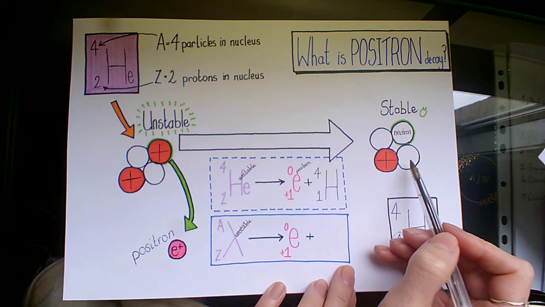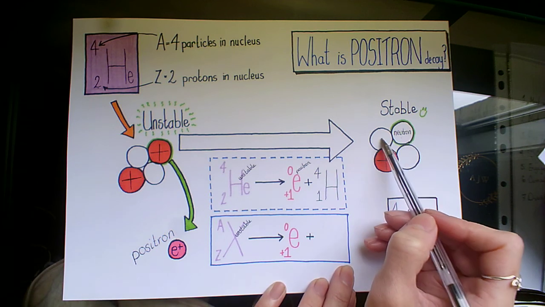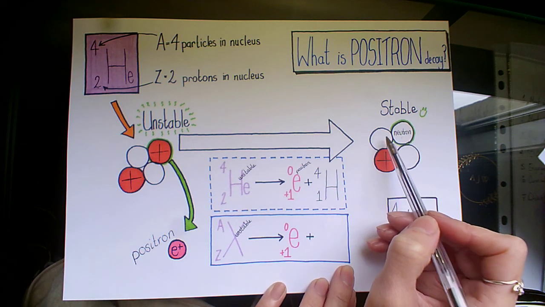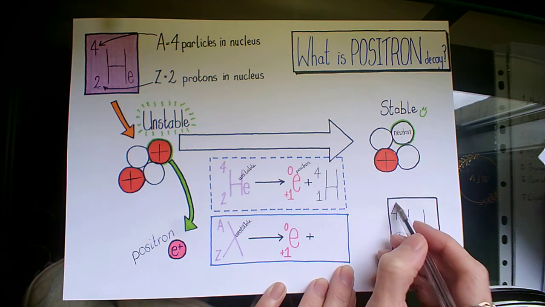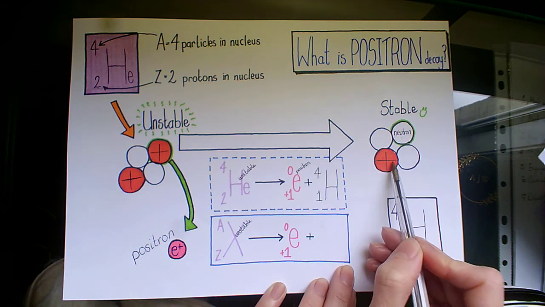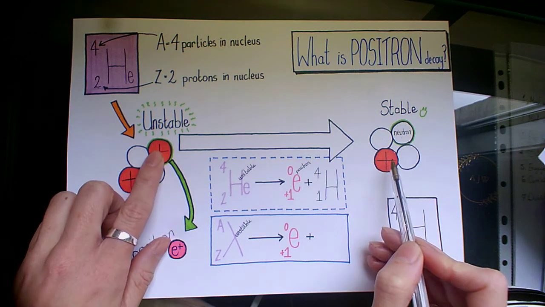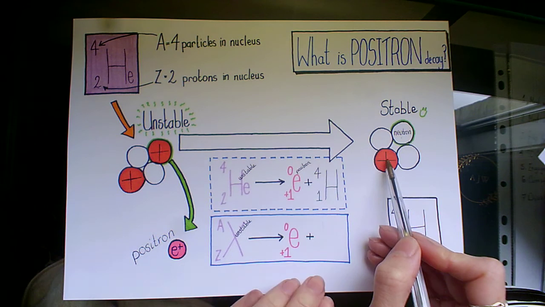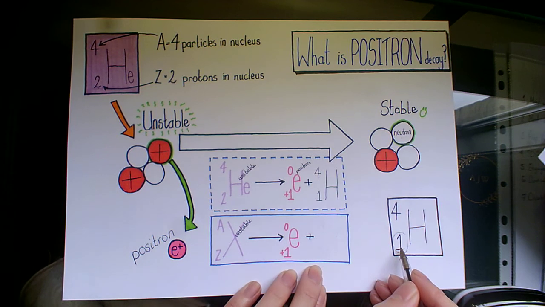So let's look at exactly what has been left behind in our stable nucleus. To count up the number of subatomic particles in the nucleus, we've got 1, 2, 3, and 4. So it still has an A, a mass number of 4, but now we have a difference in that there is only 1 proton left because this proton turned into a neutron. So we've only got 1 proton left. So we need to change that Z, that atomic number, down to 1.